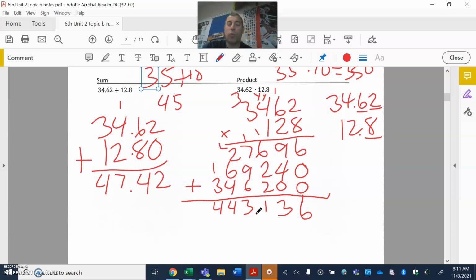Now, when I look at this, I'm like, whoa, 443. I had an estimate of 350. Part of me is like, man, am I off a little bit? So I'm going to reach for my friend the calculator here. Let's type it in there. 3462 times 128. And sure enough, it matched up. We're good.